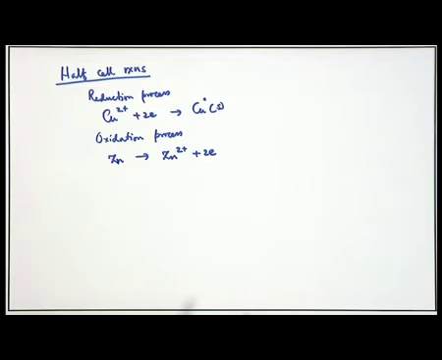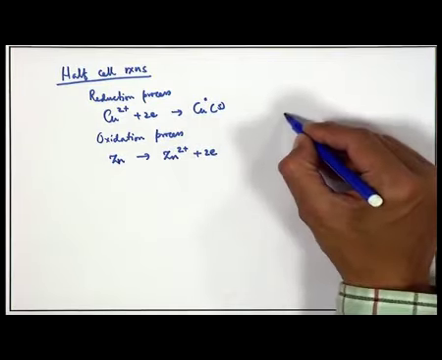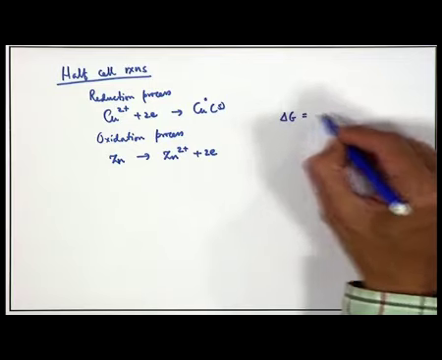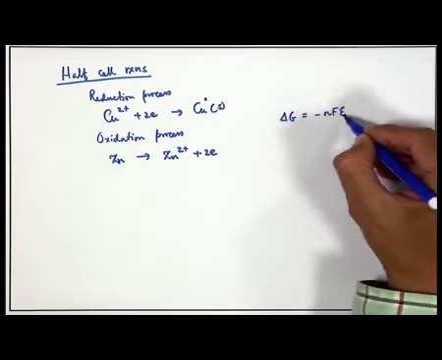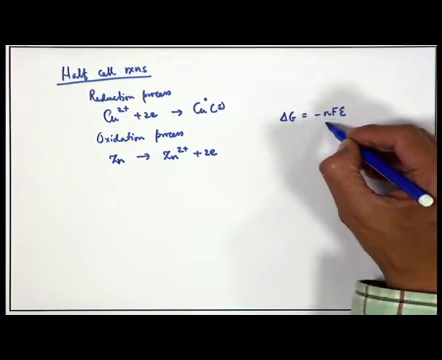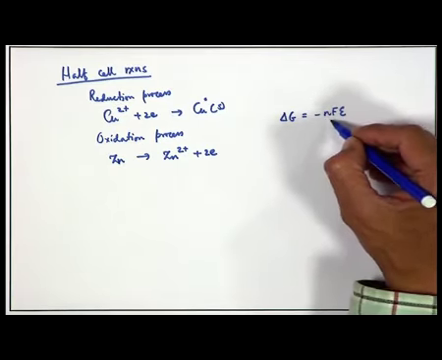For a spontaneous reaction, with this type of half cell arrangement, when these two are combined with one another, the Gibbs free energy of the spontaneous redox reaction will be converted to electrical energy. This change in Gibbs free energy, delta G, is nothing but nFE, where E is the cell potential, F is Faraday's constant, and n is the number of electrons transferred.